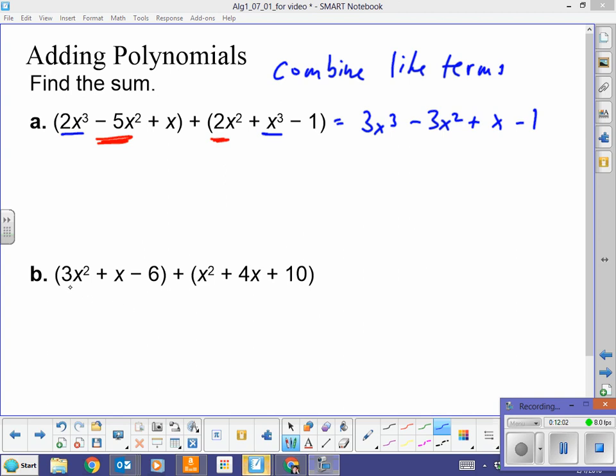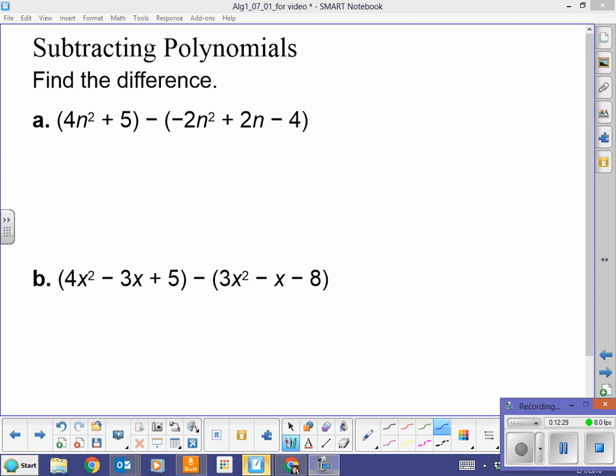Second example here, 3x squared plus x squared, 4x squared. X and 4x, 5x. And then negative 6 plus 10, constants are like terms, so we can combine those as well. Negative 6 plus 10 is 4. Pretty straightforward. Adding polynomials, pretty straightforward.